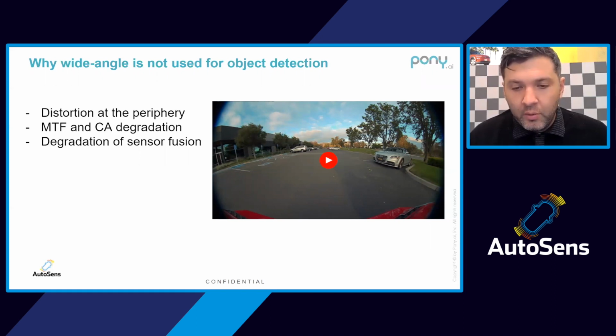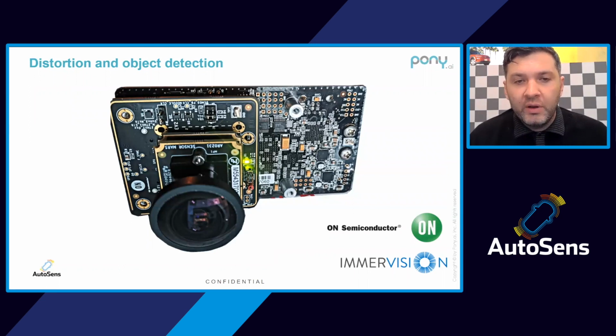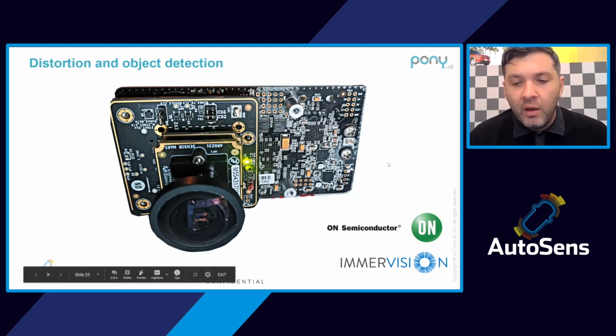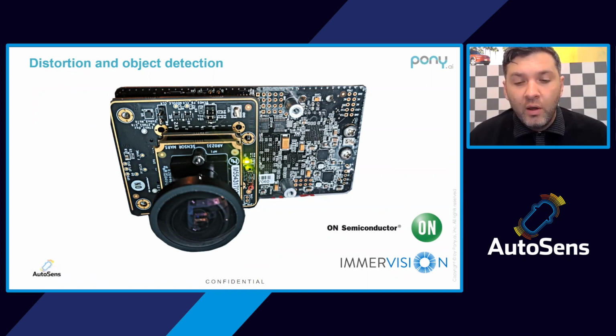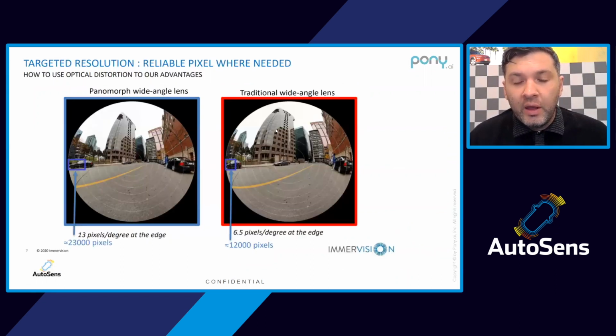So what we propose here is a solution which we also did together with On Semiconductor and the wide angle lens designer called Immervision, a Canadian startup. So here you can see the lens of Immervision attached to the prototype development board. And what the Immervision lens does, it actually stretches the periphery of the image by special lens design. So more pixels per degree are projected to the side of the image. And then a special correction in ISP is applied to compensate the distortion for this lens specifically.